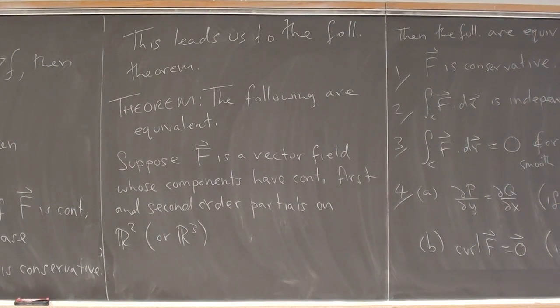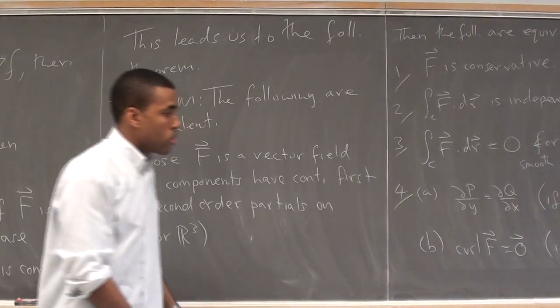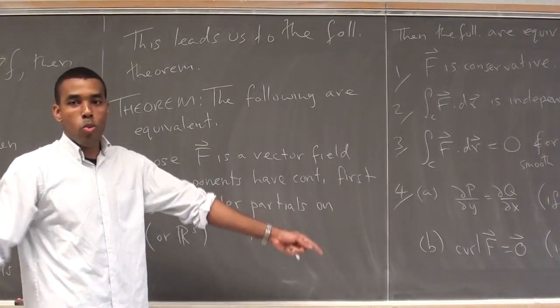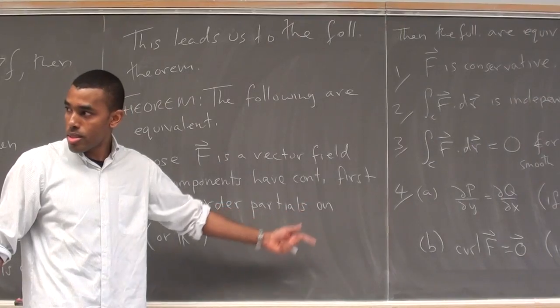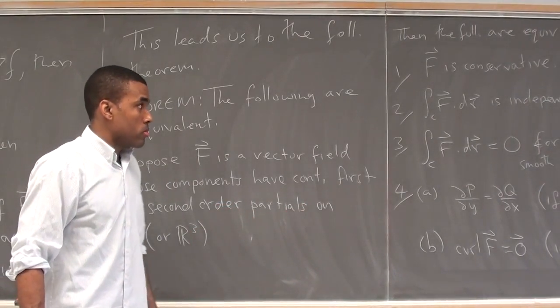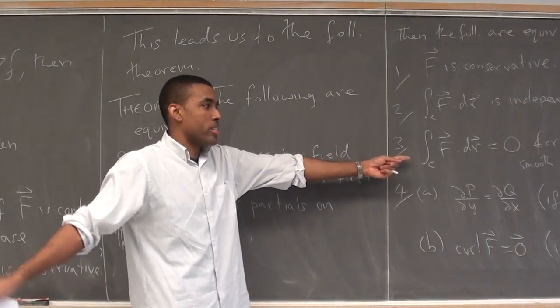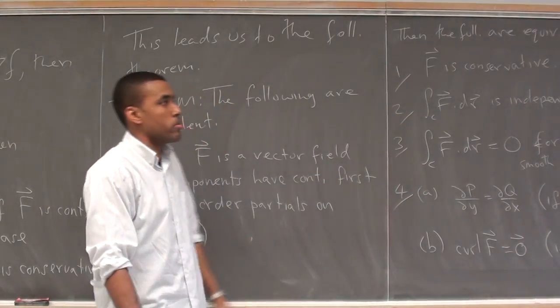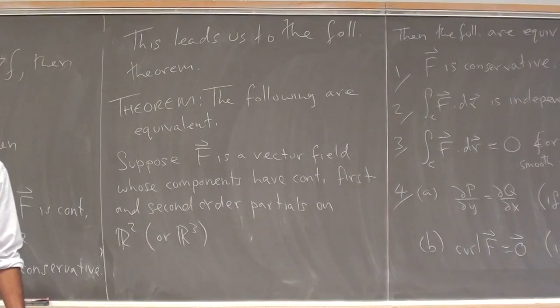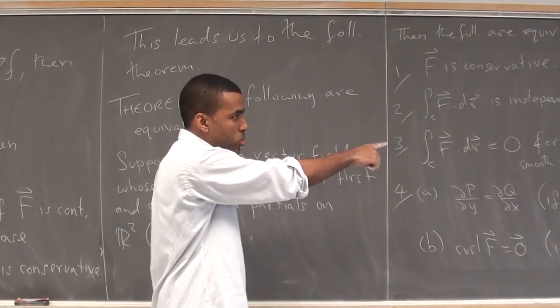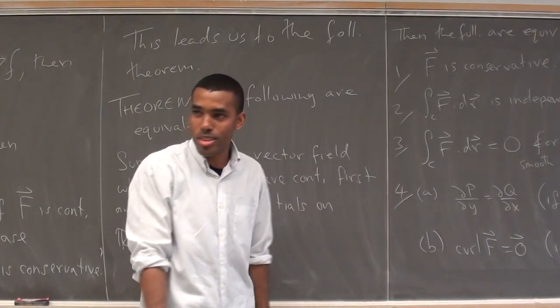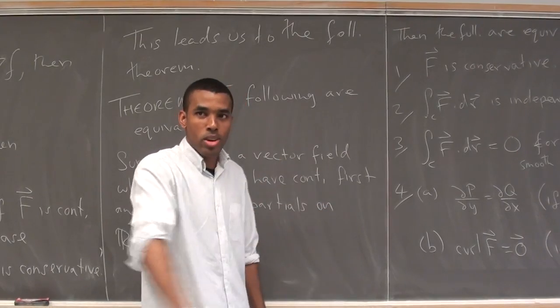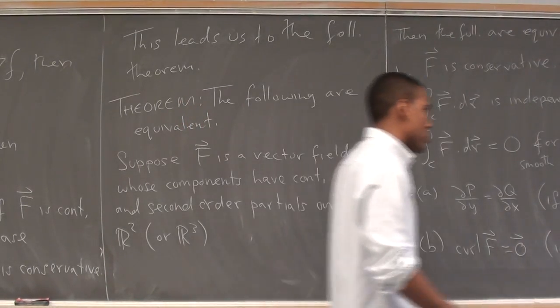And that is the theorem. So that's to say the following are equivalent. If you know any one, you know all the others. If you know it's independent of path, you know that this is true, that's true, that's true. They'll all be true at the same time, or they'll all be false at the same time. If you don't have any one of these, you don't have any of the other ones. If you have any one of these, you have all the other ones.